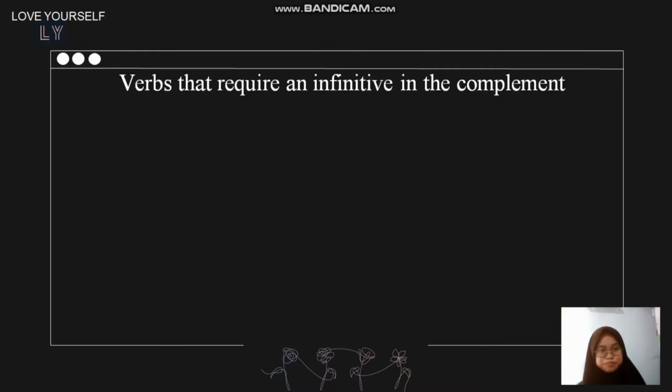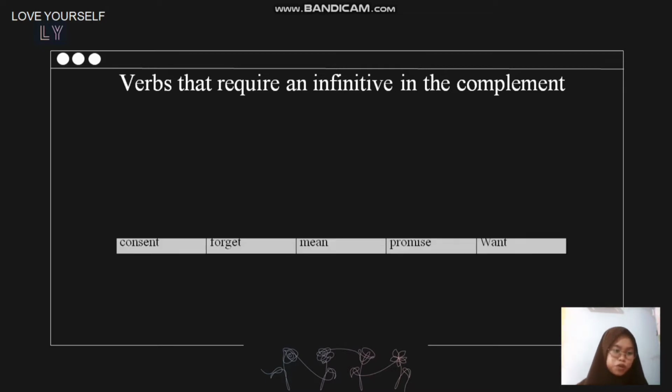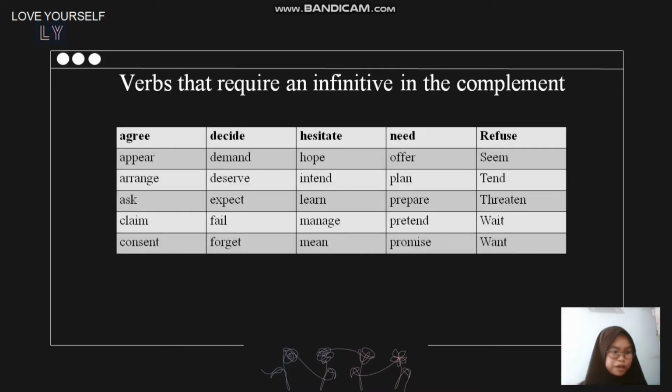Okay, problem 2. Verbs that require an infinitive in the complement. Remember that the following verbs require an infinitive for a verb in the complement. The list of verbs are agree, appear, arrange, ask, claim, consent, and you can see them in the following table.